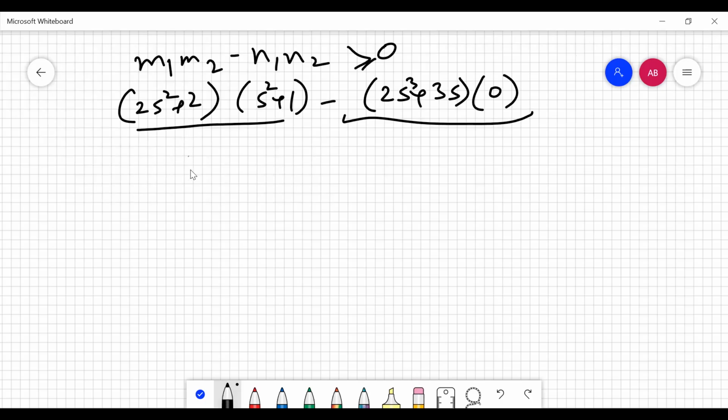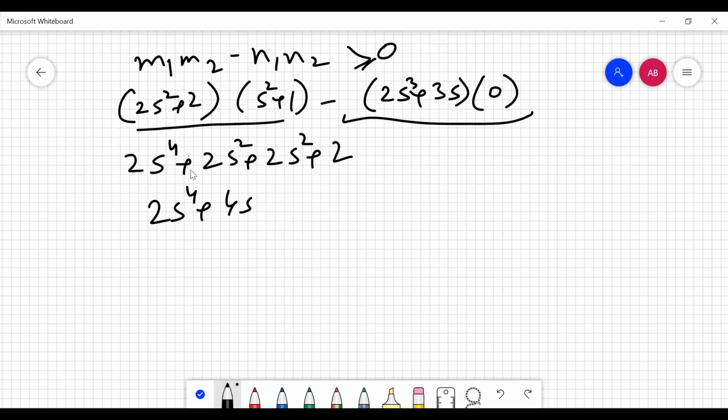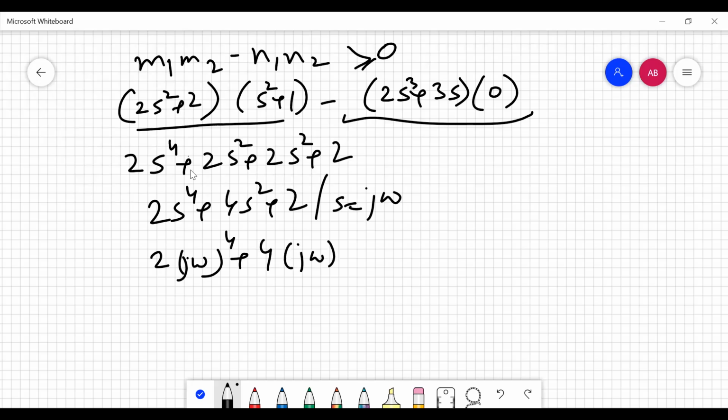So now that is going to give me 2s^4 plus 2s^2 plus 2s^2 plus 2. So then, by simplifying it, you have got this value, and now you are going to replace s with j omega. After replacing s with j omega, here also an even term and here also an even term.